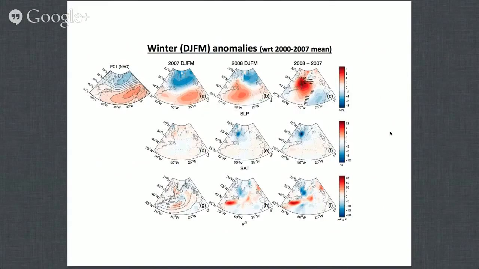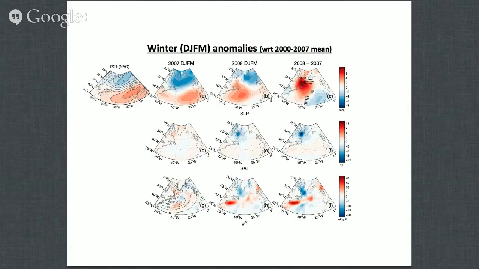So next I look at the spatial pattern of the atmospheric conditions in the two winters. The top panel shows the sea level pressure winter mean anomaly with respect to the 2000 to 2007 mean, the middle panel shows the surface air temperature, and the bottom panel shows the 2 to 8 day band-pass filtered variance.